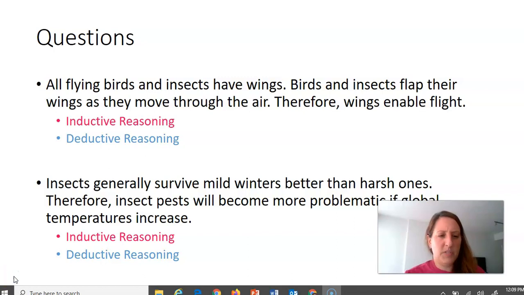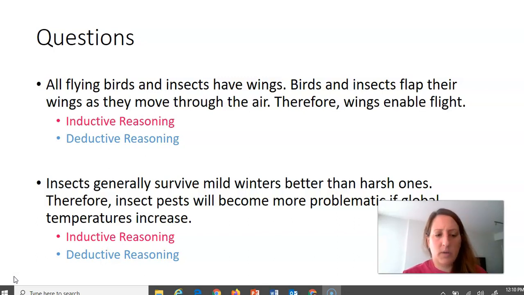Okay, so we went from some specific things, right? Birds and insects both have wings. Birds and insects flap their wings as they move. And so then we went to a really general statement. Wings enable flight. So that's an example of inductive reasoning, going from specific to general.